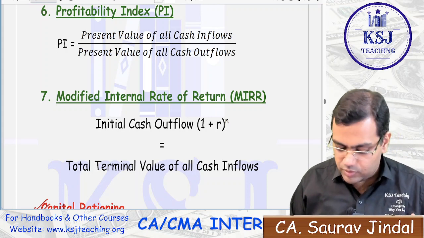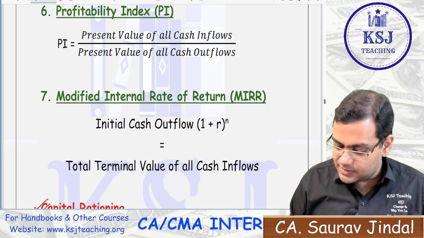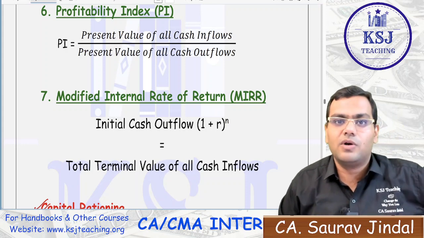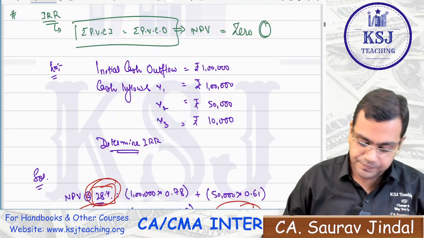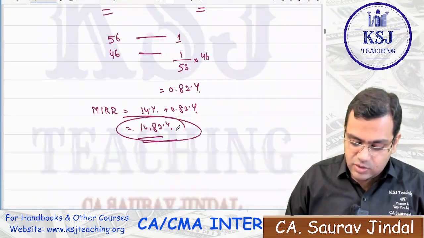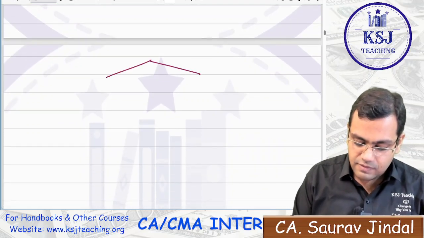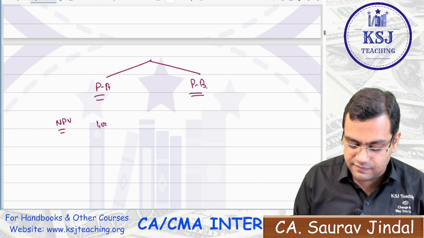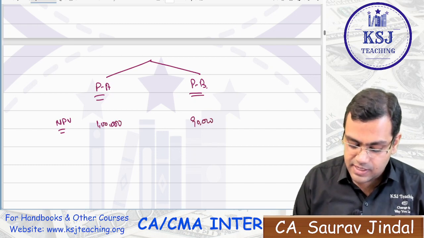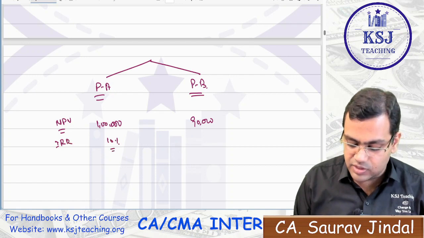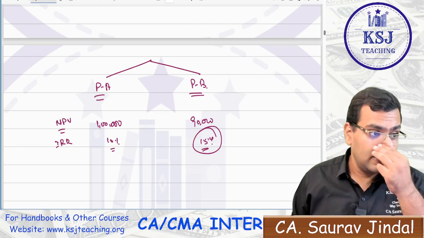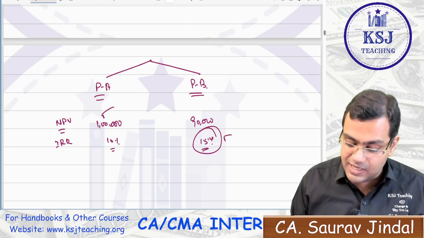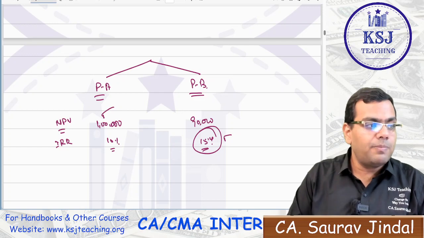One more important point before we forget: in case there is a contradiction between NPV and IRR, how will you choose the project? Let's say there are two projects, project A and project B. Project A has an NPV of 1 lakh rupees and project B has 90,000 rupees. For IRR, project A has 10% and project B has 15%, a higher rate of return. Now what will you do in this case? As per NPV, you should go with project A, but as per IRR, you should go with project B. So there is a contradiction between the two projects based on the different methods.